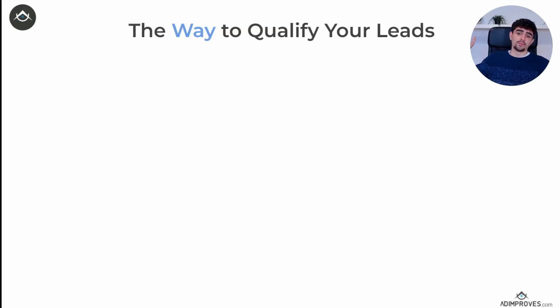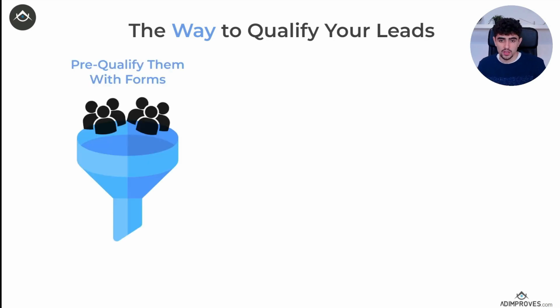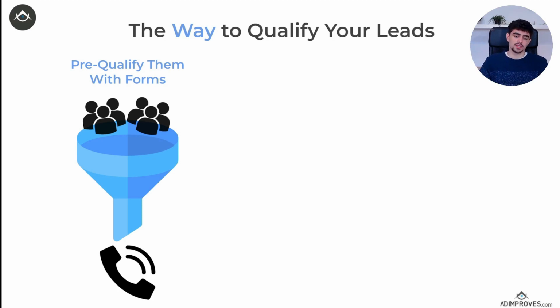So for the way to qualify your leads, there are actually different ways, and I'm not going to explain each one of them in this video, but I'm going to explain the ways that I think work the most, the most common ones, and the ones that I personally use. So the first one is pre-qualifying them with, in this case, Facebook forms, right? You can run the ads and say, hey, there's a form you can submit, and with that we will be able to call you. So you basically get all their contact information.